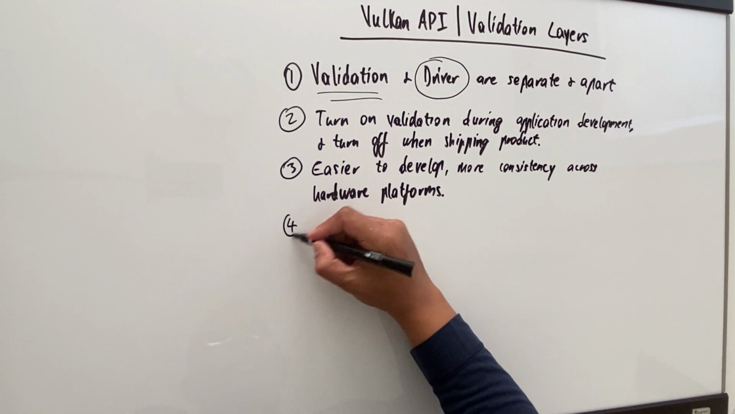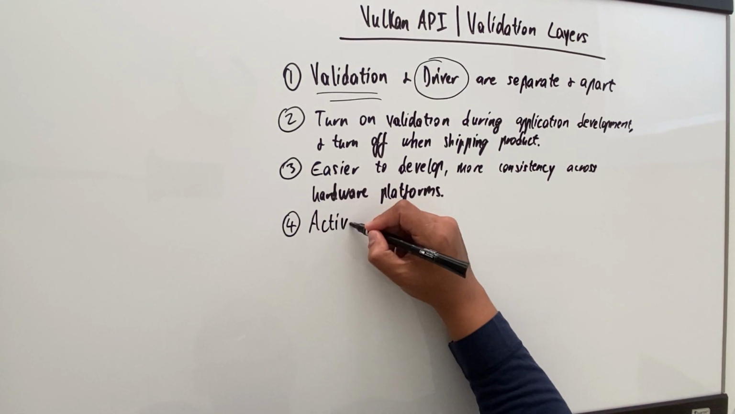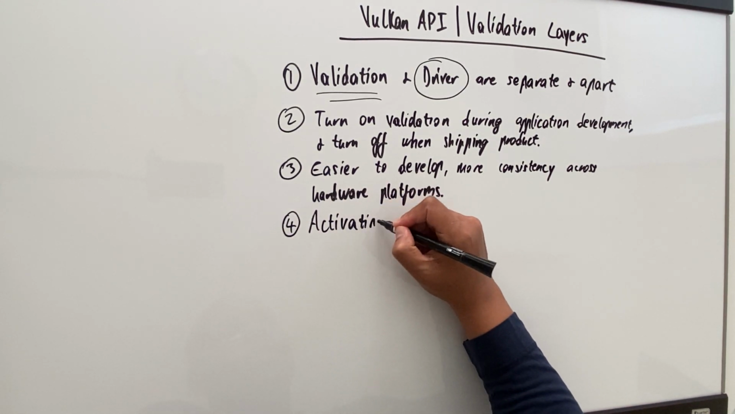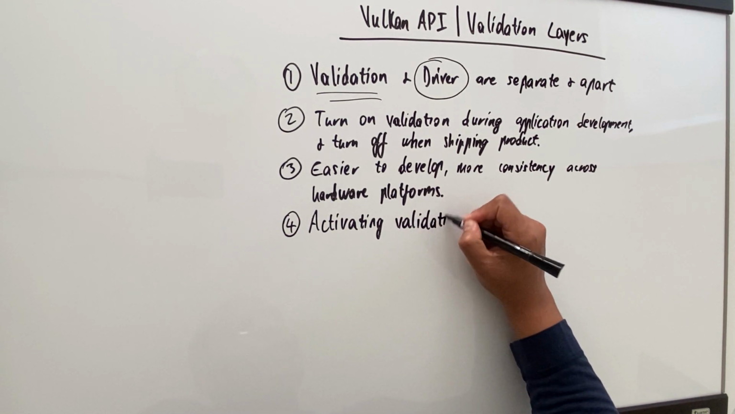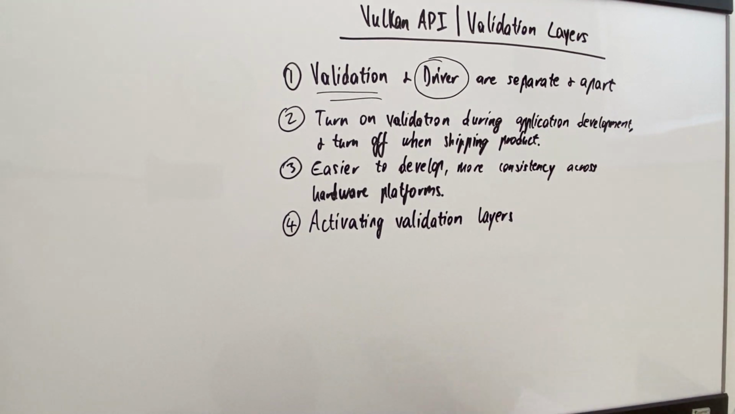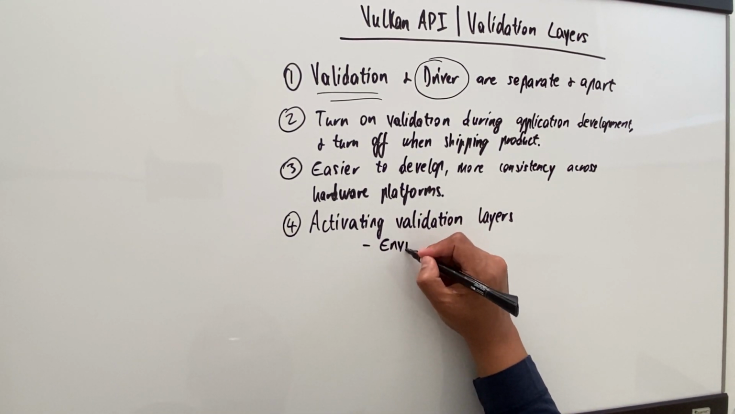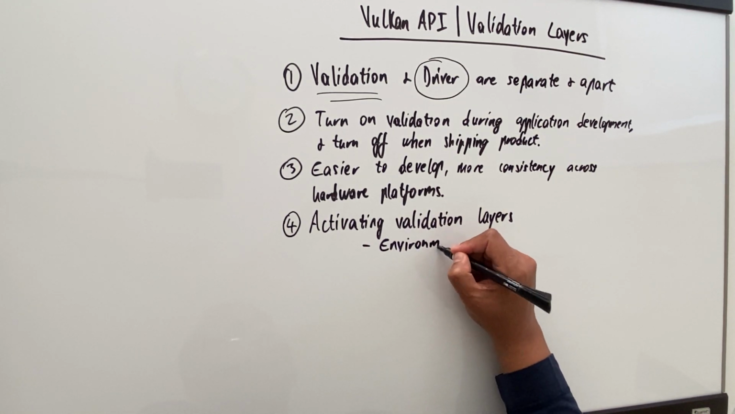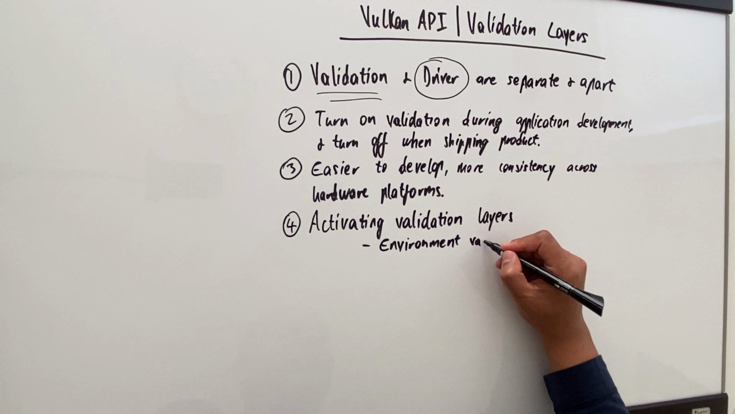Another thing that you want to keep in mind is activating validation layers. Okay, so there are two ways to activate validation layers. You could do environment variables. Now I'm talking from a Windows environment because that's what my tutorials are based off of.